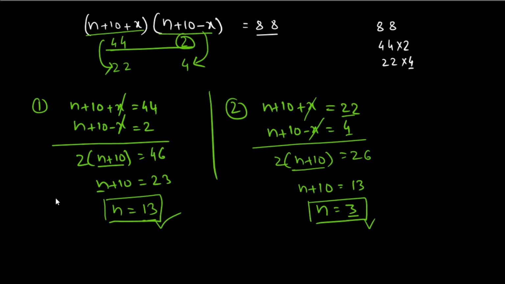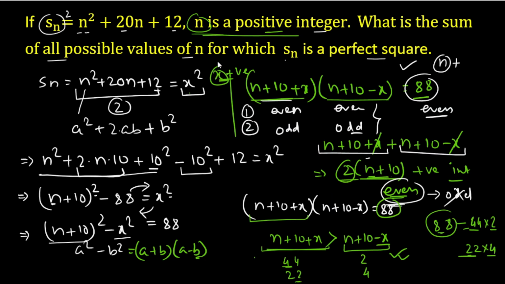So in the question they have asked to find all possible values of n and the sum of these n. So we have 13 and 3. The sum of these is 16. So the sum of the n's is 16. This is our answer to the question.